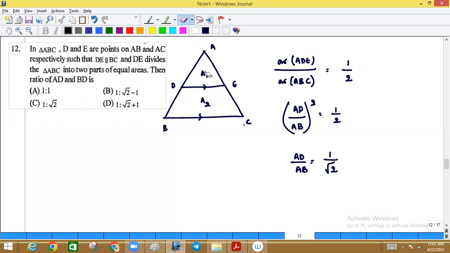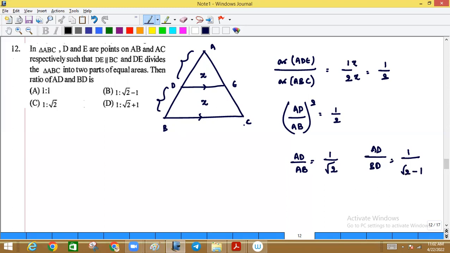Because this area is x. This area is also x. Therefore, here it is 1x by 2x. Smaller triangle, x. Larger triangle, x plus x, 2x. Therefore, areas are in what ratio? 1:2. Therefore, sides will be in what ratio? 1:√2. But is he asking you AD by AB? No. He's asking you AD by DB. Therefore, AD is 1, AB is √2, you subtract 1. So 1:√2 minus 1.